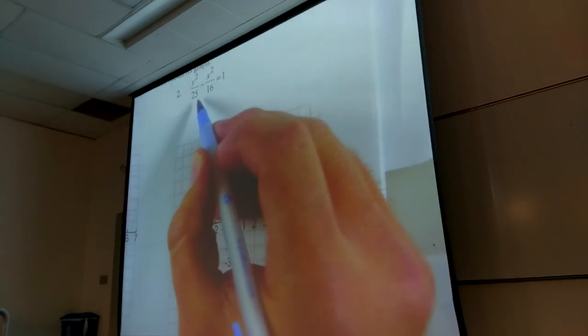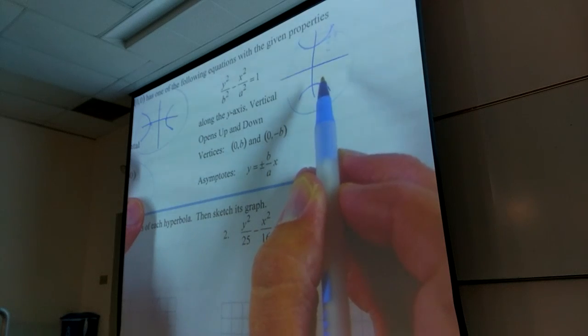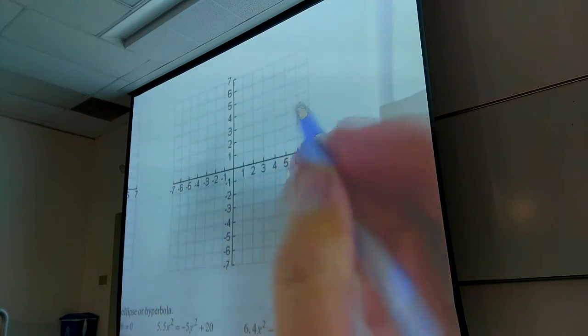So let's see, how far do I go out? Now, first off, which one is it going to look like? Second one, the coat rack. I like it. Why? Because the y is positive. It's crazy. It's awesome. Too good to believe.